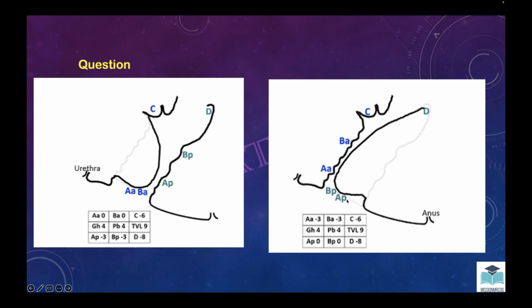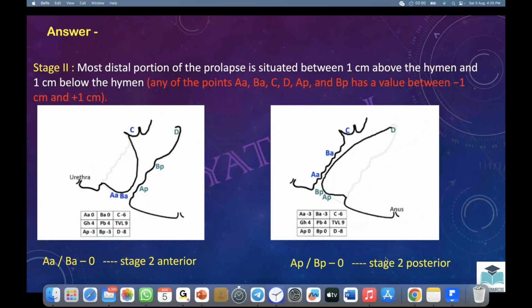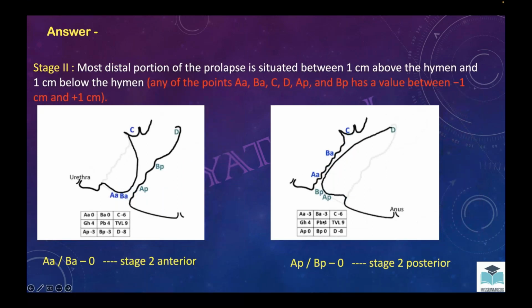This is posterior vaginal wall prolapse, ma'am, stage 2, because Ap and Bp are at zero. Yes, stage 2 posterior. So if we have to make a quick diagnosis, we just see 0 and plus. So it is 0 with P for posterior wall. So Ap Bp 0, it has to be posterior wall. So it is stage 2 posterior wall.